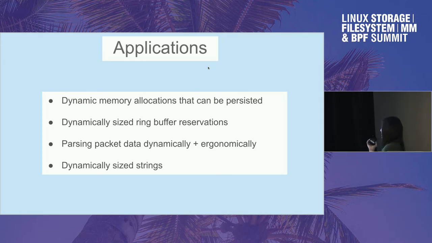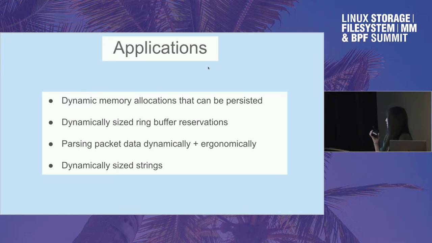Another use case, which I think some people asked about last year, is for ring buffers: a way to have dynamically sized ring buffer reservations. We're currently able to do that in BPF right now, but that requires an extra memory copy. Through this interface, you're able to do that without incurring an extra cost.